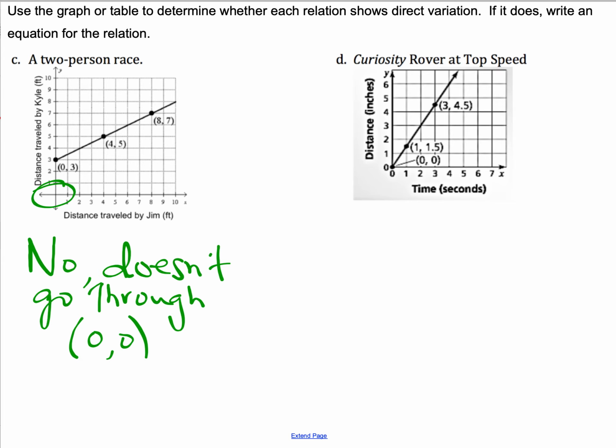Curiosity rover at top speed. All right, this one is a straight line through the origin, so yeah, it's proportional. Now we just need to come up with the equation. We need to know the slope.